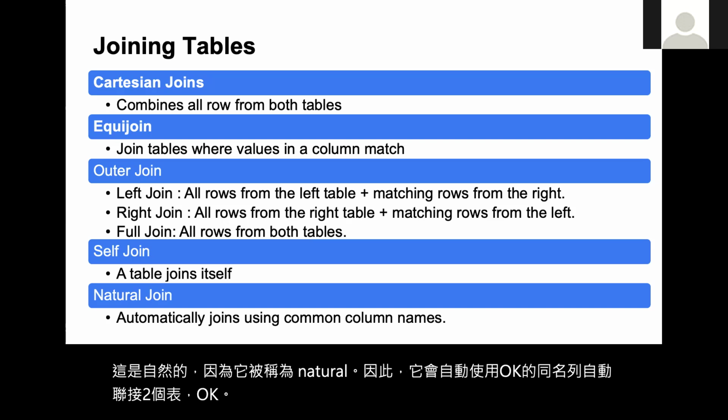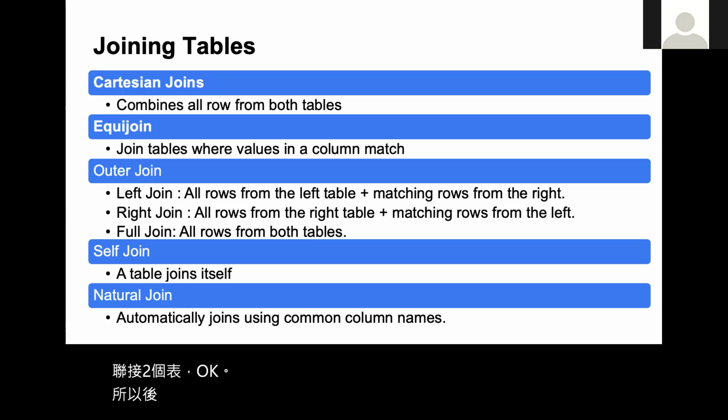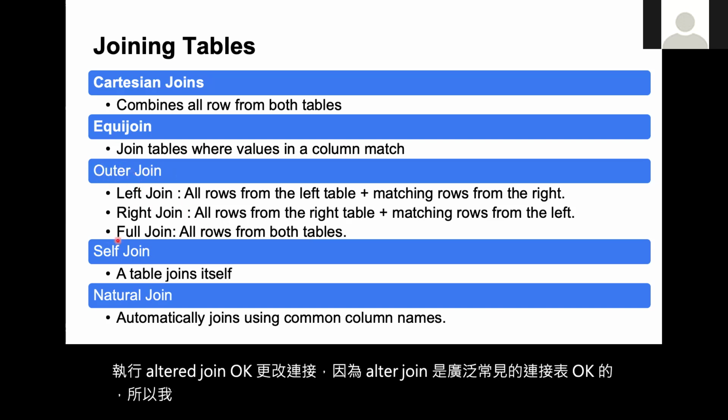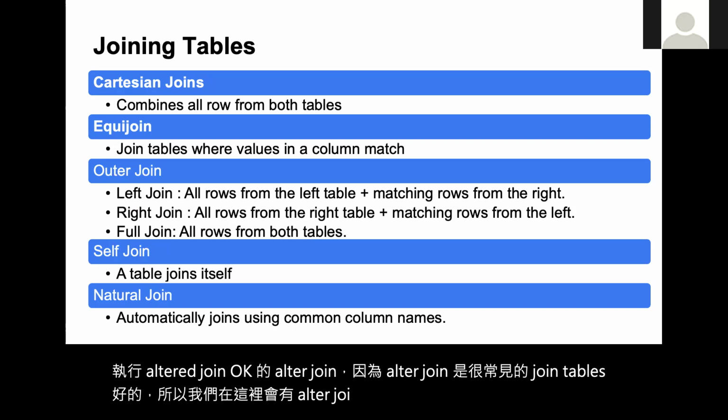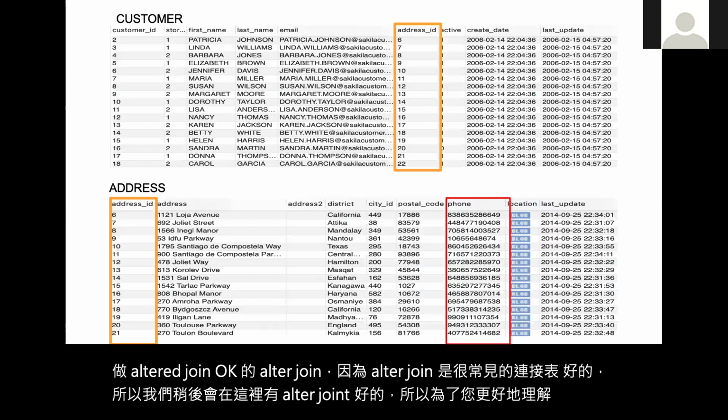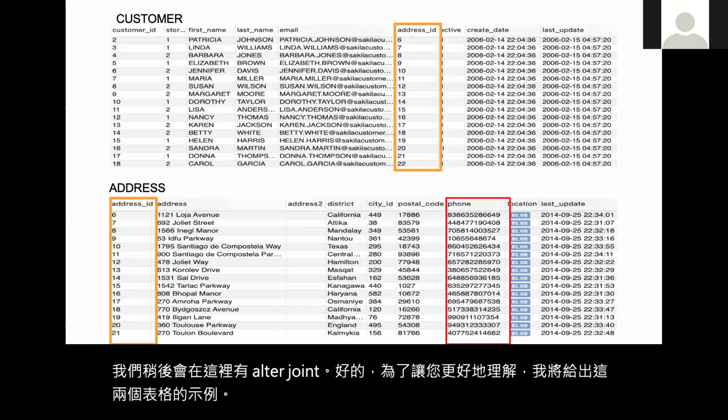Later in this hands-on coding practical, we will more likely be doing the outer join, because the outer join is a widely common way of joining tables. So we will have an outer join here later. For your better understanding, I will give an example of two tables that I'm going to join.